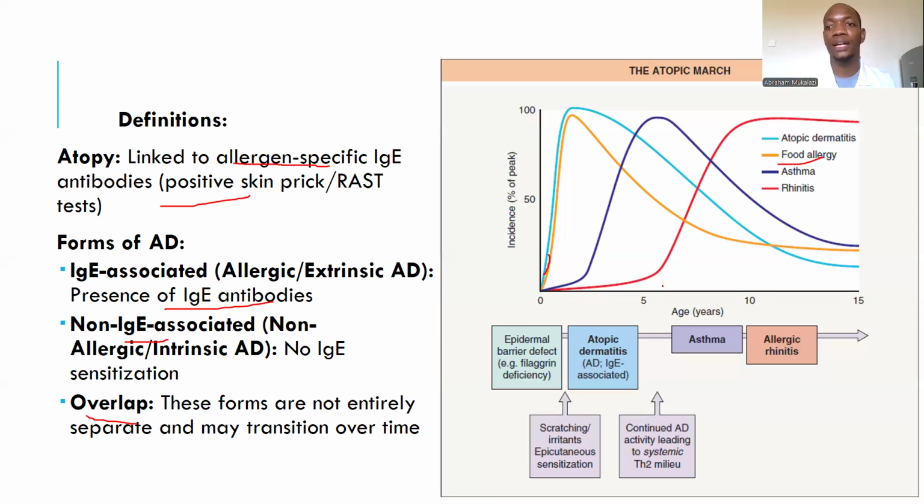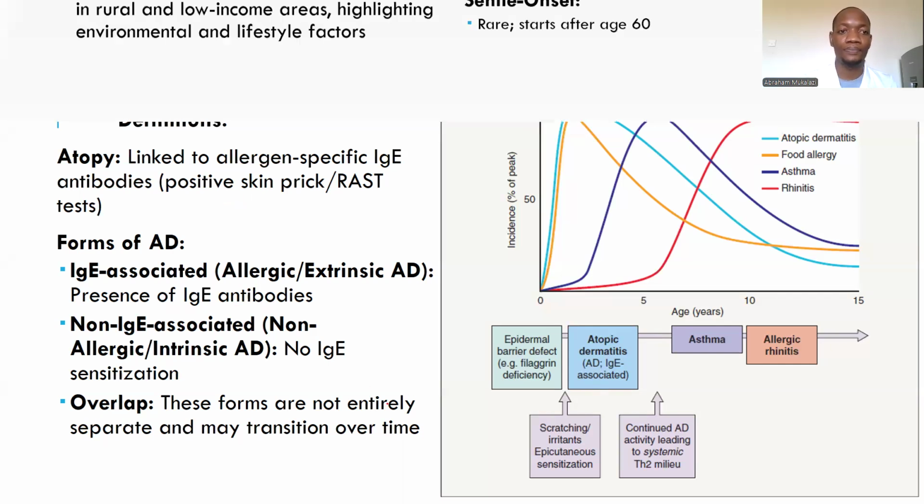Then later on in adolescence, or later on around 7 years, you start getting manifestation of allergic rhinitis and allergic conjunctivitis. So that one comes in a little bit later. So that is the atopic march. So someone starts with atopic dermatitis, then food allergies, then asthma, then they end up with allergic rhinitis. So some people can have the entire group, or they can just have a few of these conditions.